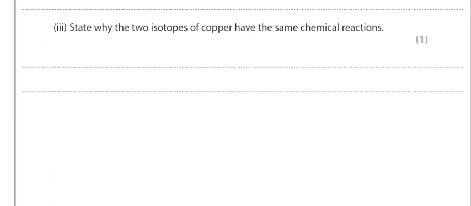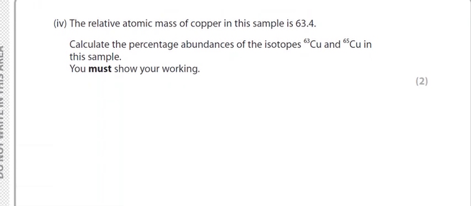State why the two isotopes of copper have the same chemical properties. You notice isotopes always have the same chemical properties because they share the same number of electrons. Right? The chemical property of the element is determined by the number of electrons.